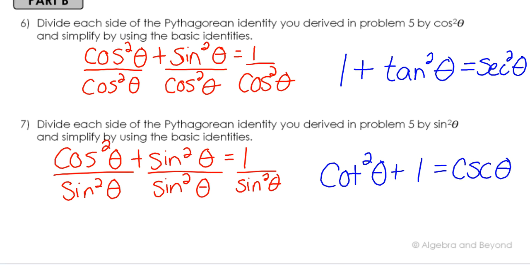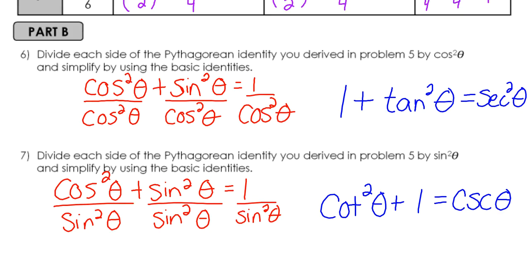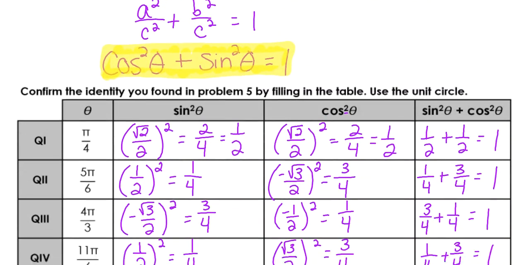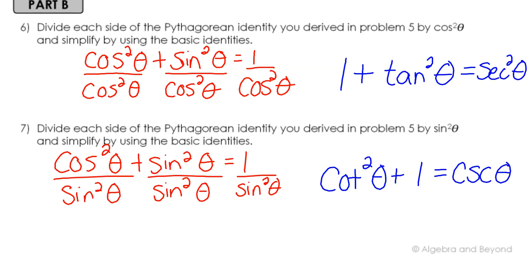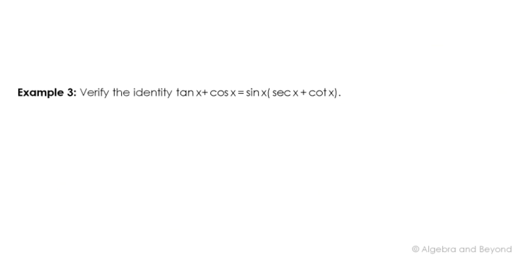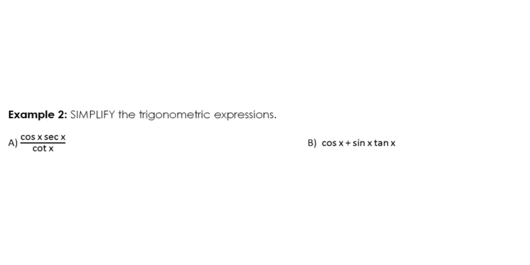All right, so we have now created 3 other key identities that we want to use here. So we have the one up here from above, and then we've created 2 more here that we want to remember. So on the next page, we are going to summarize and put those all together.